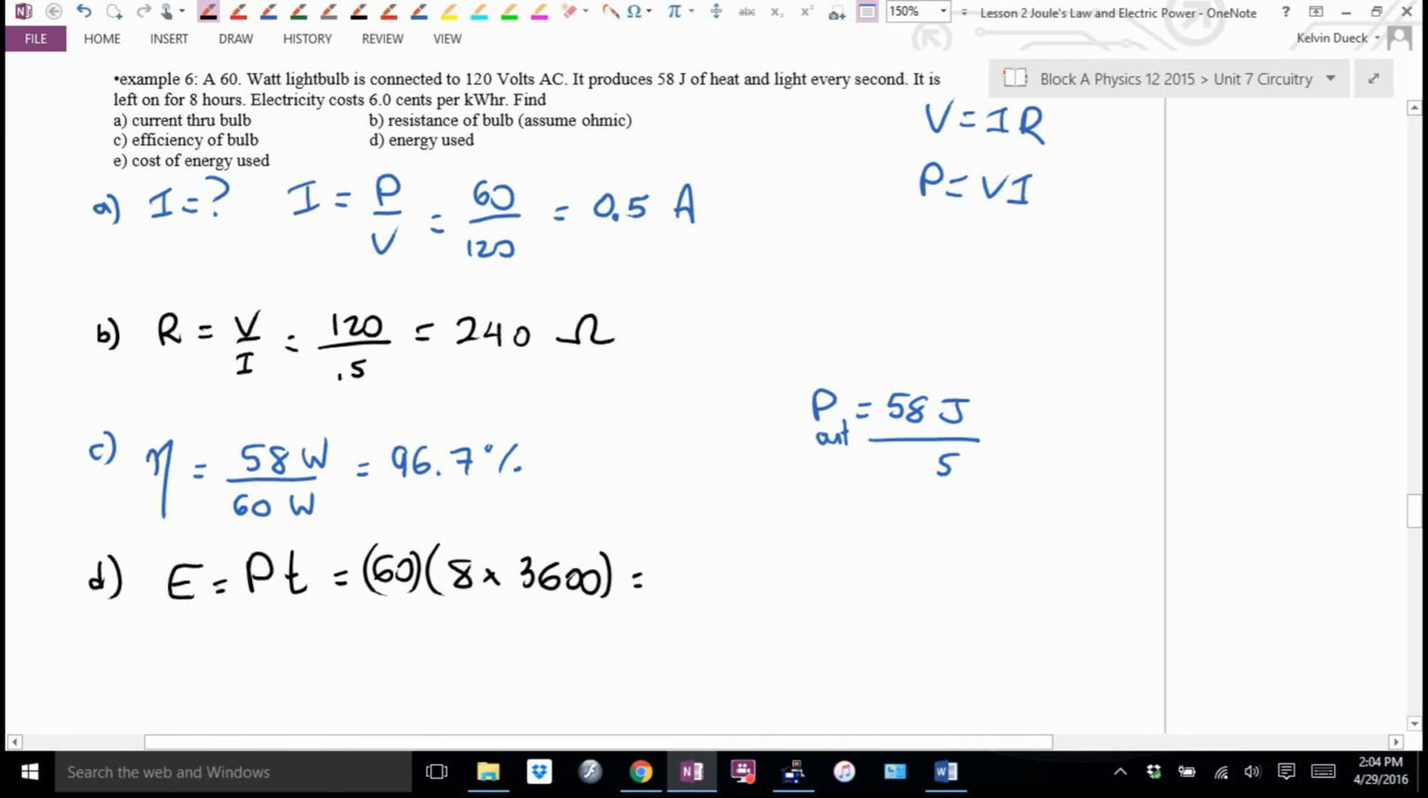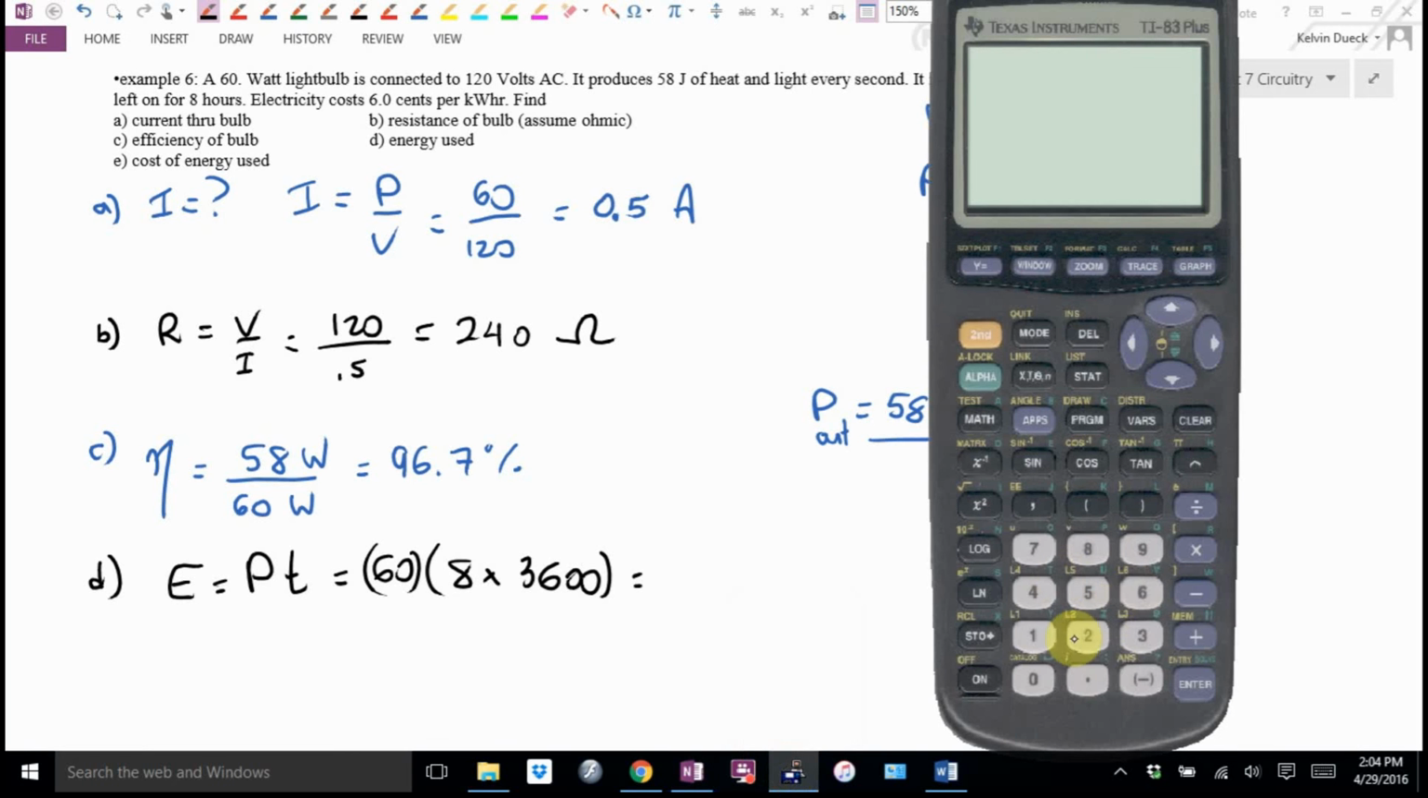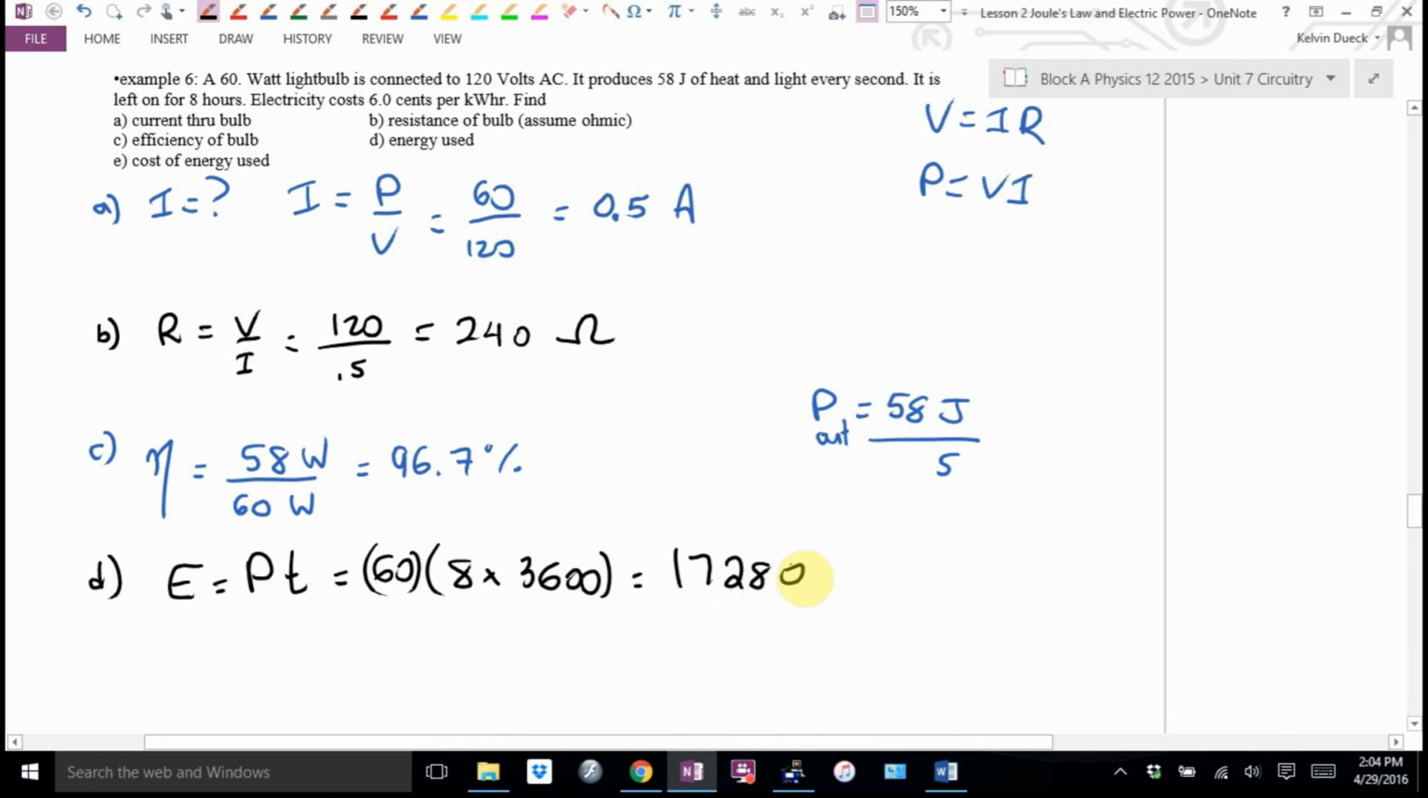How many joules of energy would this light bulb use being left on for 8 hours? You get 1728 with 3 zeros. 1728 with 1, 2, 3 zeros, and that's joules. Yes? Travis, what does E want me to find? Well, the cost is going to be the number of kilowatt hours times the rate. The problem is I didn't calculate the energy in kilowatt hours. I calculated the energy in joules.